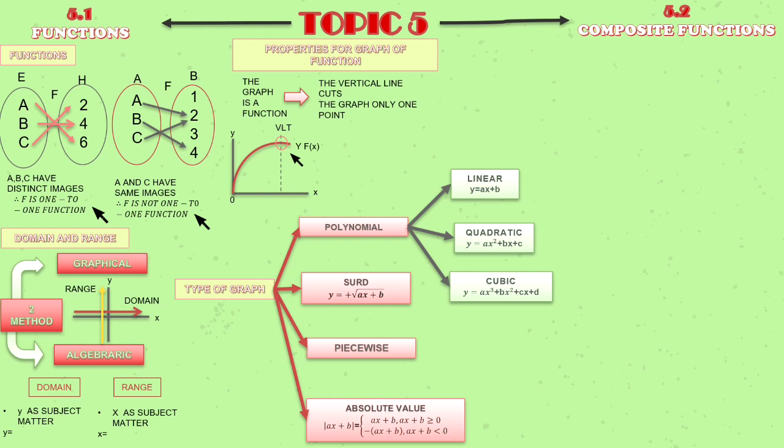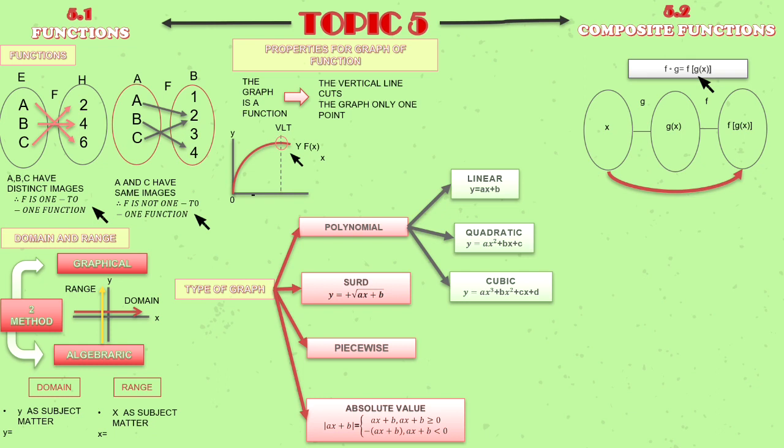For 5.2 composite function, f of g of x equals f(g(x)), like this, when g acts as the subject of function f. For example, you can see this arrow diagram. x is the subject of function g and g(x) is now the subject for function f.